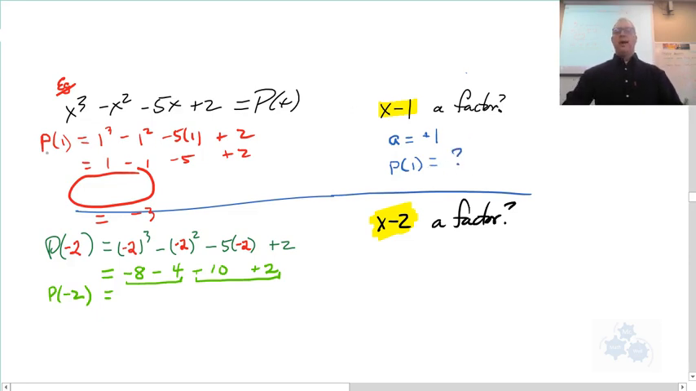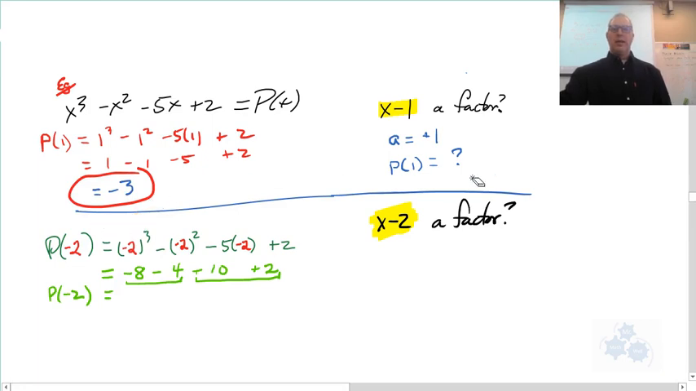And so over here on the left, I've kind of already started this, and if you plug 1 in, you get 1 cubed minus 1 squared minus 5 times 1 plus 2. And when we evaluate that, what do we get? 1 minus 1 is 0, and negative 5 plus 2, negative 3. Right? Well, it looks like I have it down here. So we get negative 3.